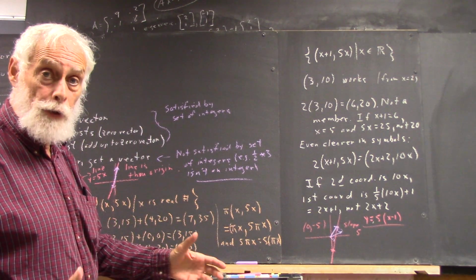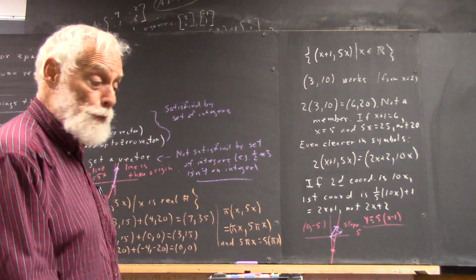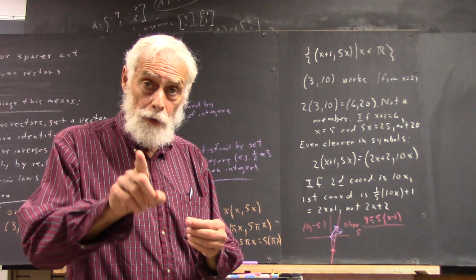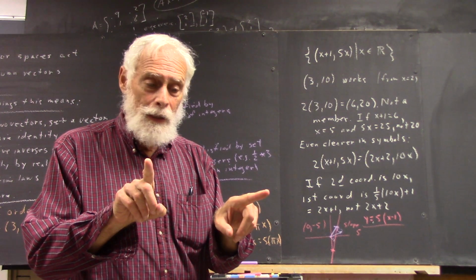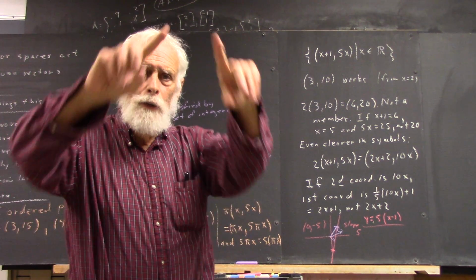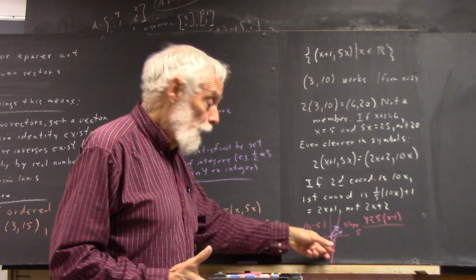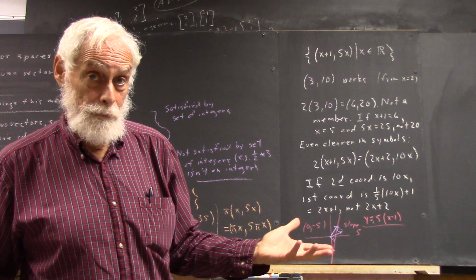In R3, you could also have a plane through the origin. And if you take two vectors on the plane, a vector out here on the plane, a vector out here on the plane, and add multiples of them, you're still going to be in the plane, if the plane is through the origin. If the plane's not through the origin, it's not going to be the case anymore.